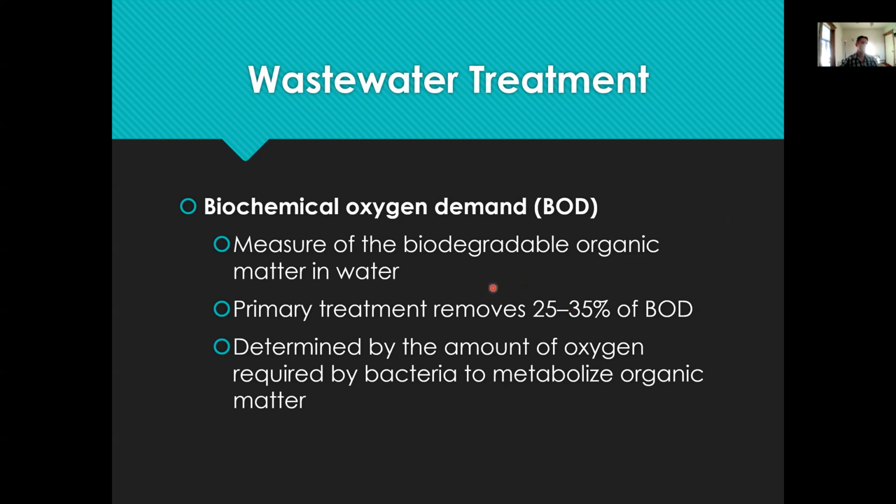So primary treatment of wastewater actually ends up removing 25 to 35% of BOD. And I always thought it's important to include this last note because this helped me to conceptualize what this actually means. Essentially, your biological oxygen demand is determined by the amount of oxygen that is required by bacteria to metabolize the organic matter in the water. That's why this will include both the microbes and the amount of food or other carbon sources that is in the water. Because the more of those there are, the more of a demand on the oxygen there will be, hence the name biochemical oxygen demand.